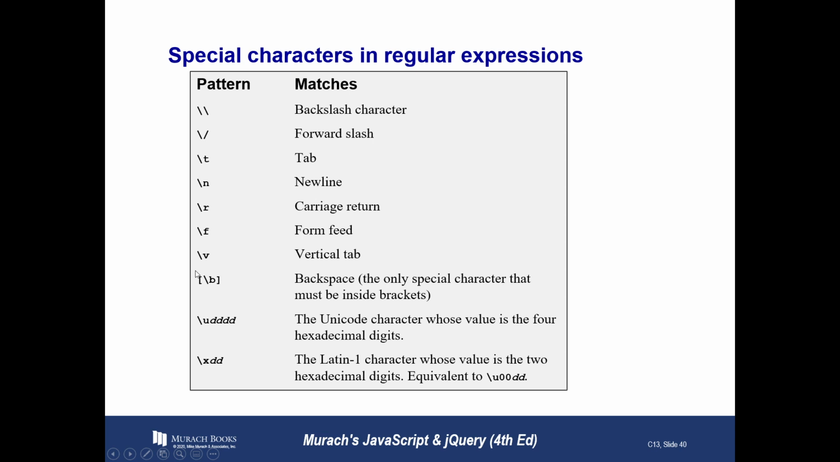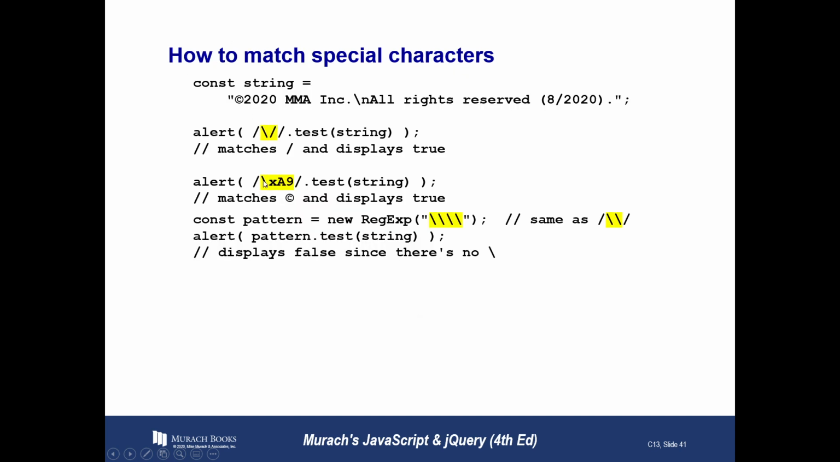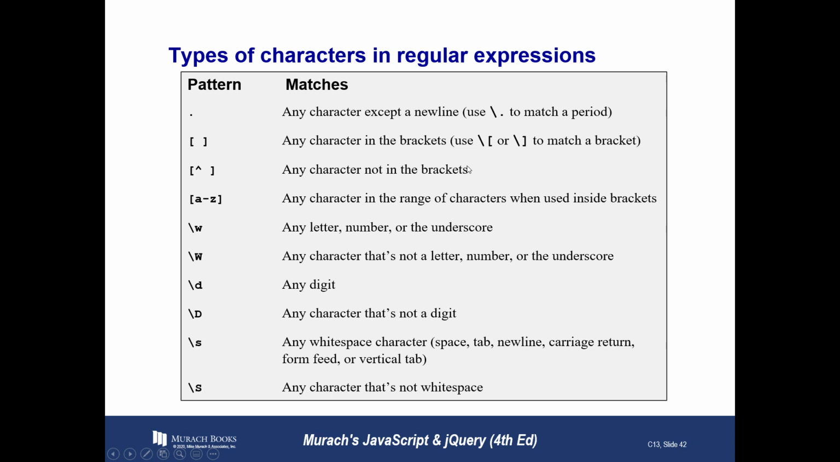And this symbol is for the backspace, and this one is for Unicode characters, and this is for hexadecimal digits for Latin characters. For example, here we are looking for a forward slash. So this slash is the beginning, this slash is the end of the pattern. The pattern is basically one character. Does this string have a forward slash? Because we are escaping it. Yes, it does. So this one displays true, as you can see.